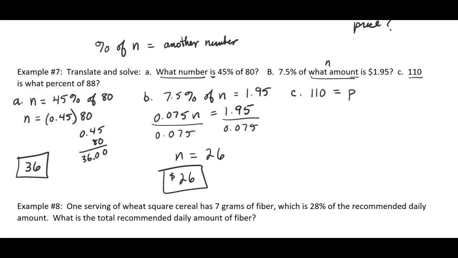Okay, so 110 is, that was the equal sign, what percent, that's what we don't know, of, so times 88. So you probably want to see 110 equals 88p. And then we're just going to divide both sides by 88.